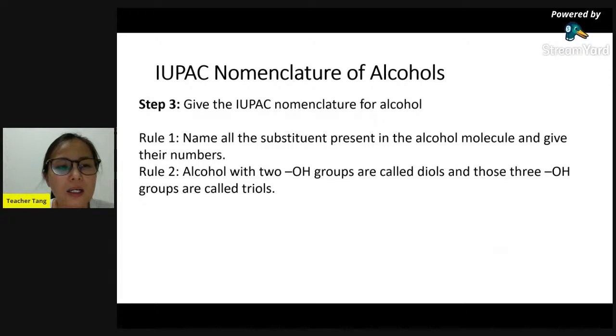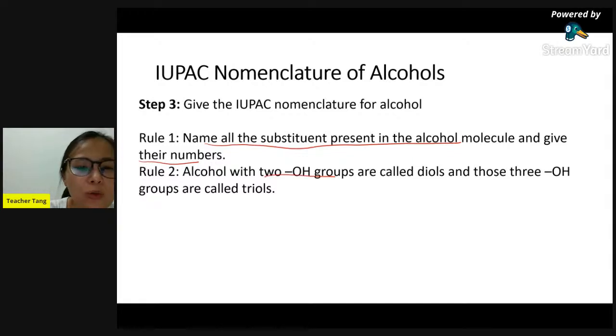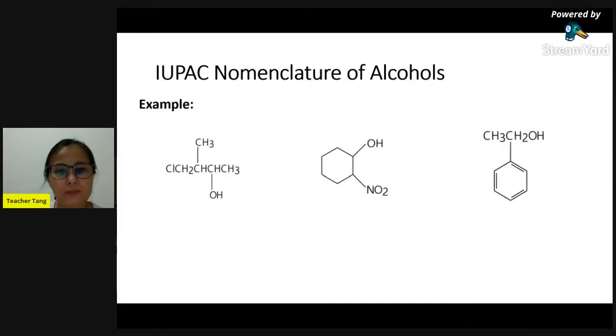And then step number 3, we can give the IUPAC name for the alcohol. So how do we give the IUPAC name for the alcohol? We need to name all the substituents present in the alcohol and also give their numbers. If there are 2 hydroxyl groups, we call it a diol. 3 hydroxyl groups, we call it a triol. So now we move on to look at this example.